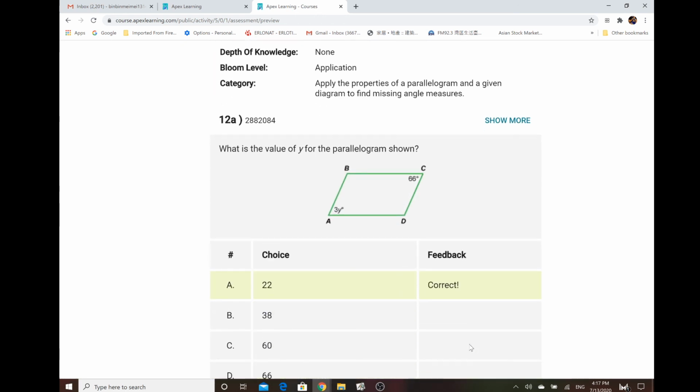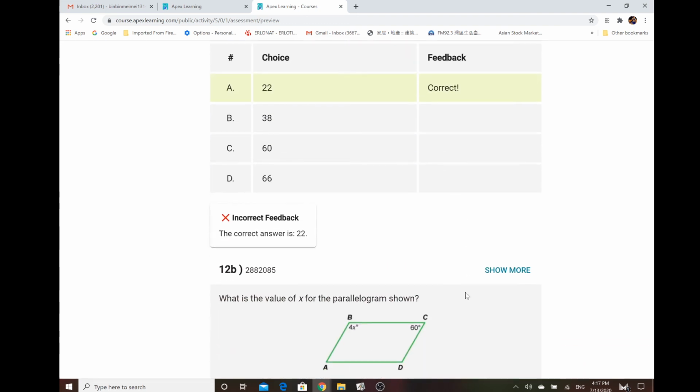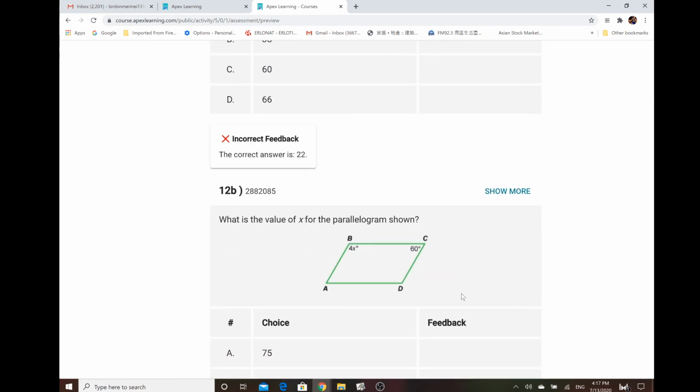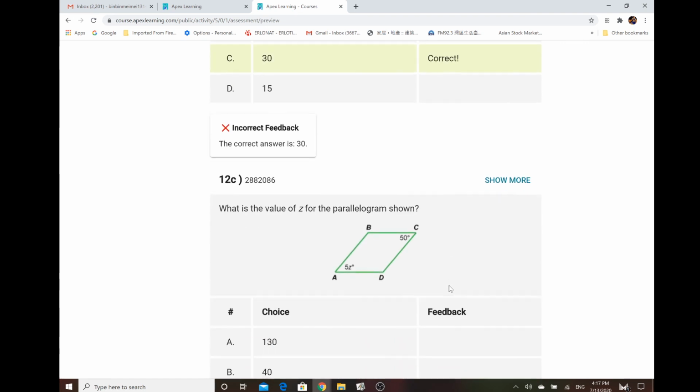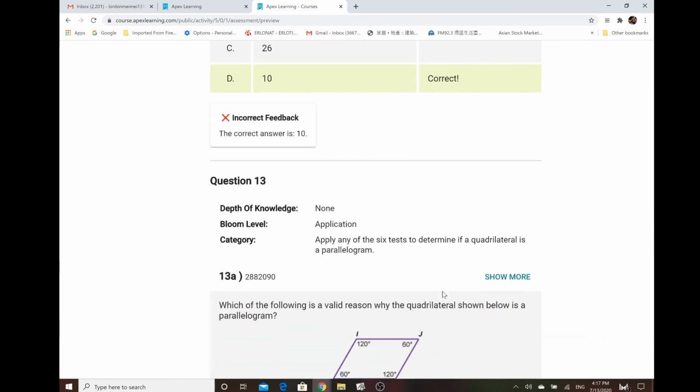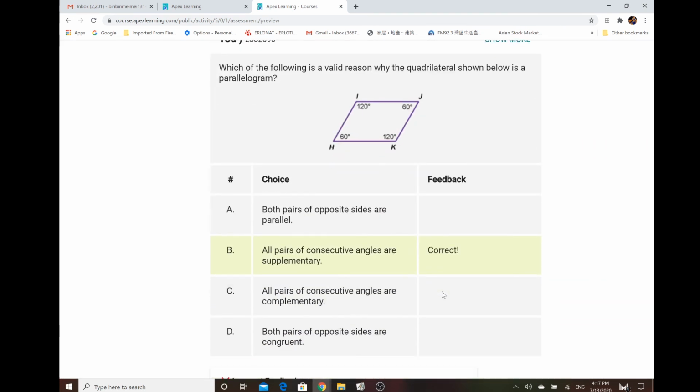In question 12a, opposite angles are equal, so solve for y. Just set the opposite angles equal to each other. So 66 equals 3y, so y equals 22 degrees, or 22, because that's part of the angle. Consecutive interior, so 4x plus 60 equals 180. Then solve for x, so x would be 30. Okay, so that's using the properties of parallelogram.